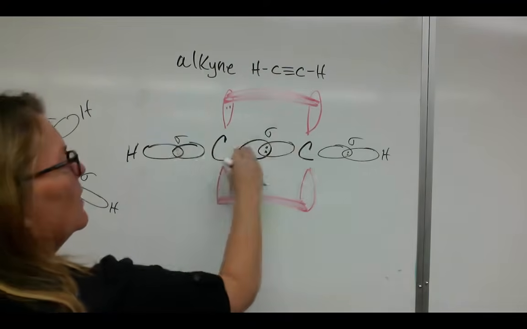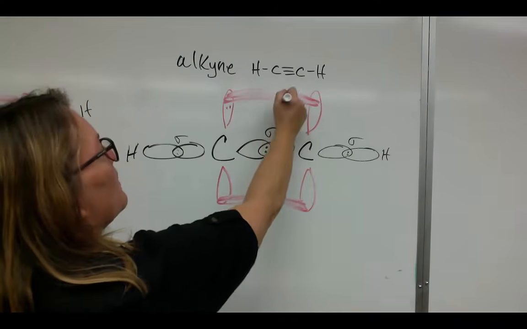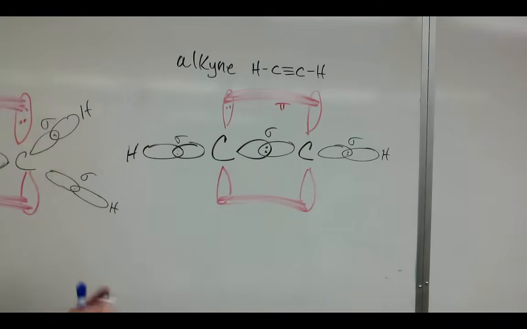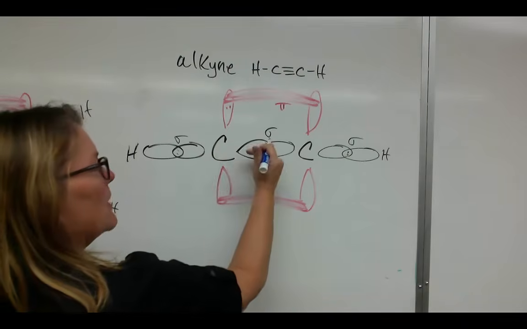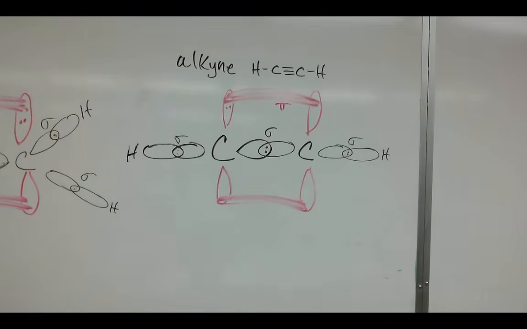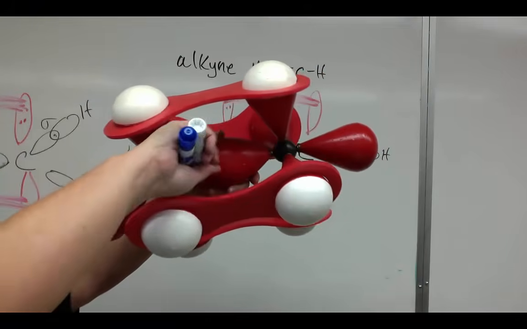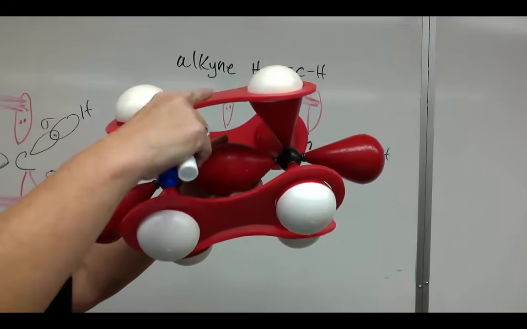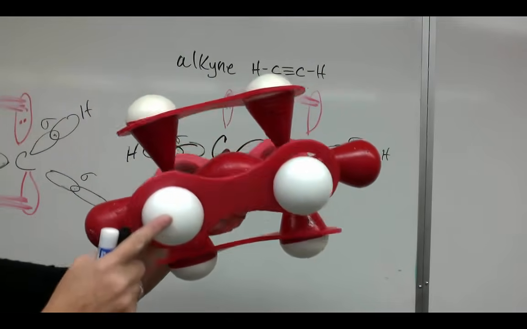So this is now carbon-carbon with the sigma bond. It now has its first pi bond. And now I need to put in its second pi bond. With the second pi bond, remember, it's coming out at me. Let me show you the model. So we have the carbon-carbon sigma bond. We have the first pi bond that's going up and down. Now I need to illustrate this bond that's going back and forth.